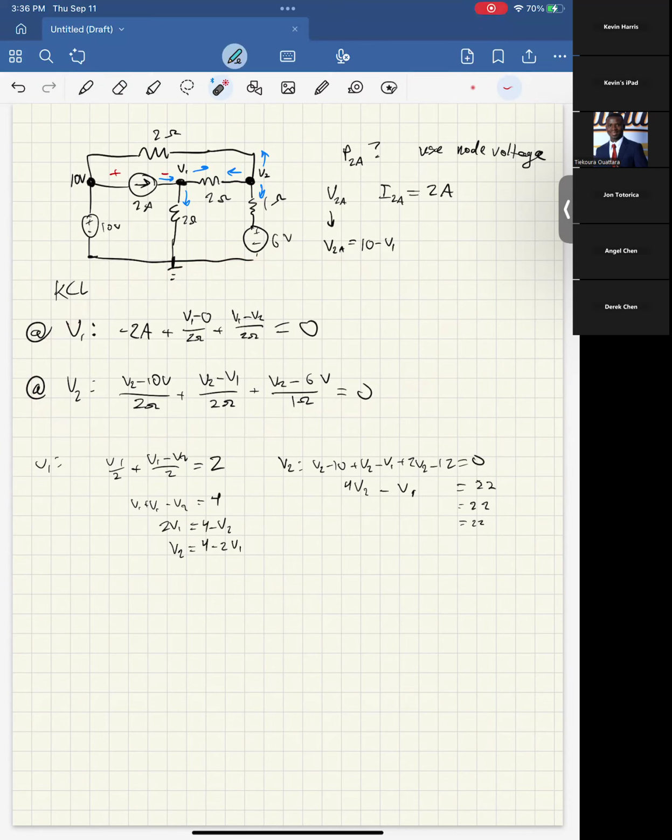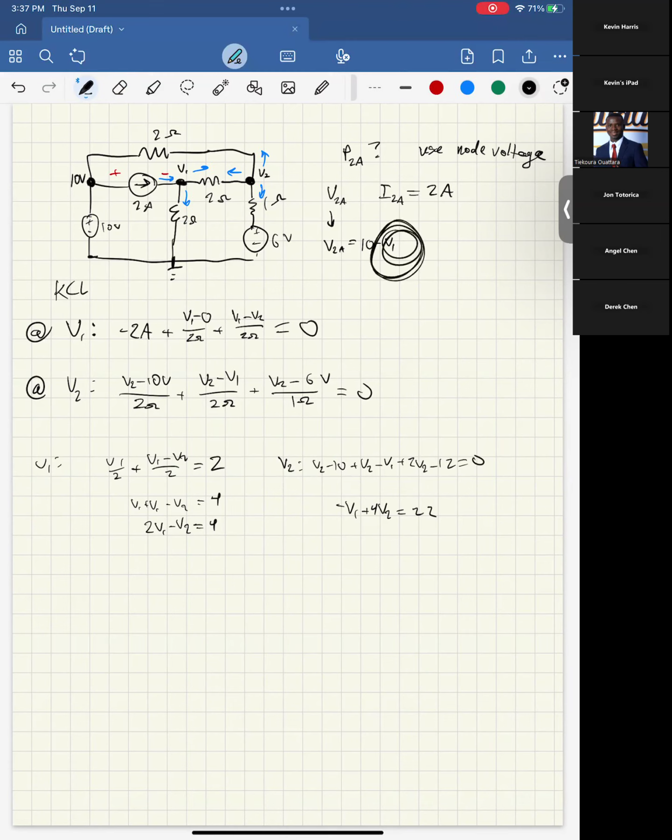2V1 minus V2. Okay. 2V1 minus V2 equals 4. And then this one can be simplified to minus V1 plus 4V2 equals 22. And we're trying to find V1 from that first part.